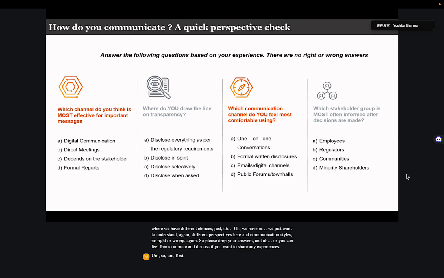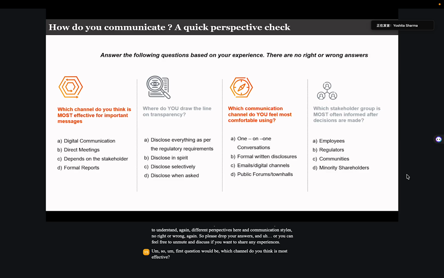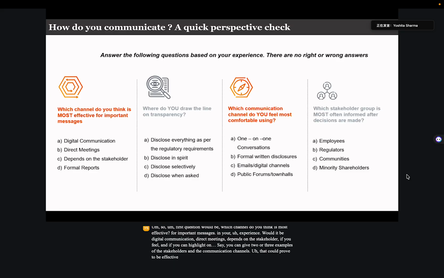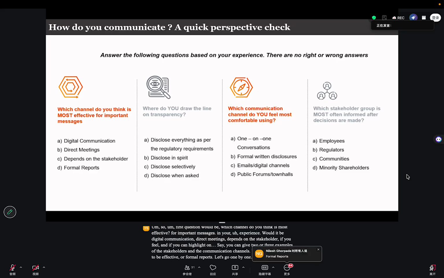First question would be, which channel do you think is most effective for important messages in your experience? Would it be digital communication, direct meetings, or formal reports? Depends on the stakeholder, and if you can, give 2 or 3 examples of the stakeholders and the communication channels that could prove to be effective. Let's go one by one.